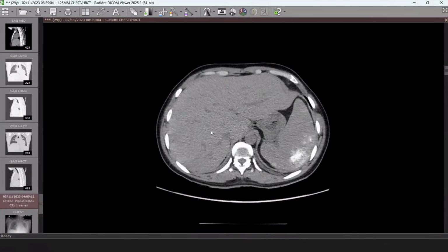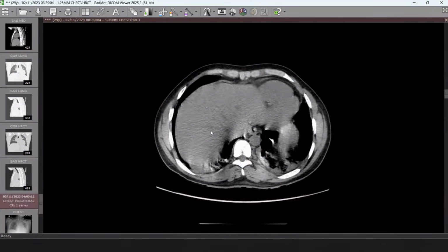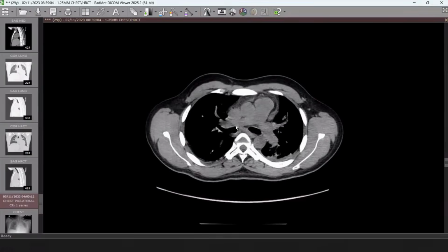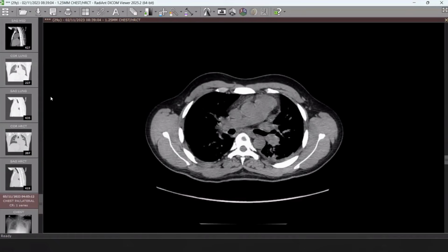So this one is a case of acute chest syndrome in a case of sickle cell anemia and with cardiomegaly. And this one is a common association in this patient. Okay. So let's go to the next case.